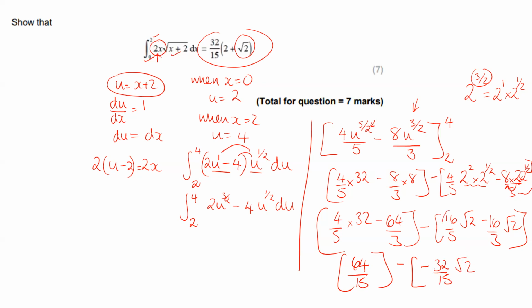Because I'm collecting in terms of root 2, I just did 16/5 minus 16/3 on the calculator. And so we can see that this 64 on the top can be 2 times the 32. And we can take 32 over 15 out on the front, and we're going to have a 2. And this minus minus will make a plus. And we've got what we were after.